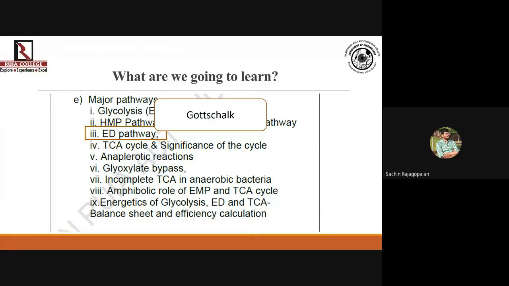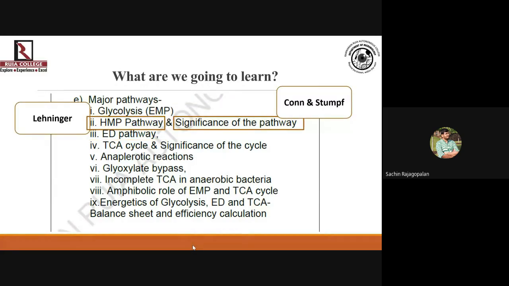So already I've told you the reference for the ED pathway, it's Gottschalk. And for HMP, the process, you can see it from Lehninger, while the significance of the pathway is from Conn and Stumpf. So, if I'm not wrong, I should have already uploaded the Conn and Stumpf part of this, but I would want Nikita, you should confirm this from the drive that I have shared on the Google Classroom, and let me know by the end of the day if the significance of HMP from Conn and Stumpf is scanned and put up there or not. Okay. Okay, sir.